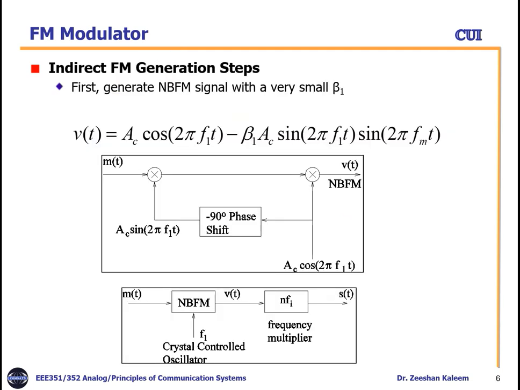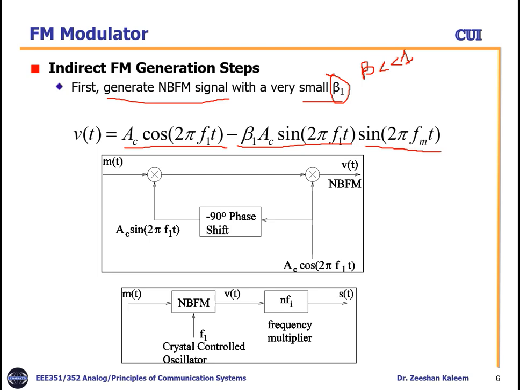Okay, there are steps which we mentioned for indirect FM generation. As we mentioned earlier, first of all we need to generate the narrowband FM signal with a very small beta 1. Like beta of narrowband FM, we already studied, is very much less than 1. So it should be a very small value, right? And this is the general equation of the narrowband FM: Ac cos 2 pi ft minus beta 1 Ac sin 2 pi ft, multiplied by sine 2 pi fm t. This is our message signal, right?